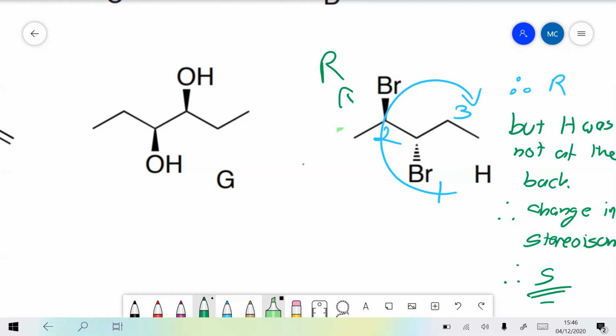Okay. Now, again, for me, to get these right, build the structures. Okay? Do yourself a favor and build the structures.